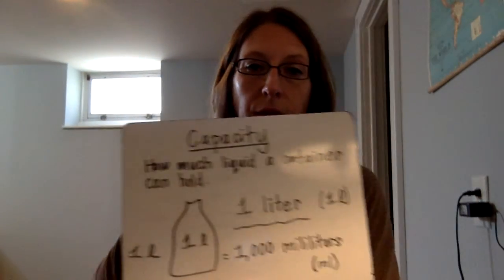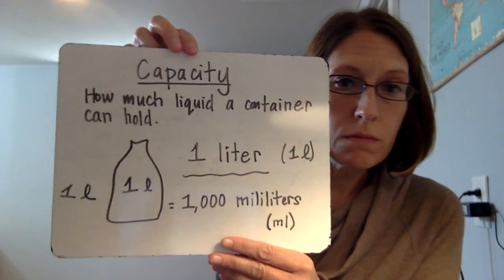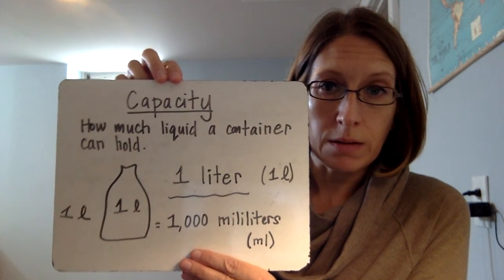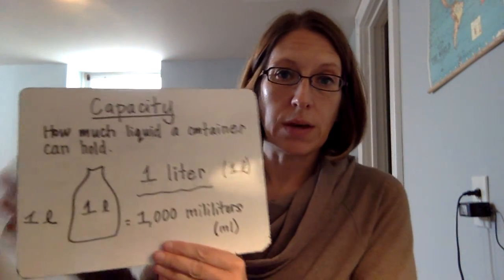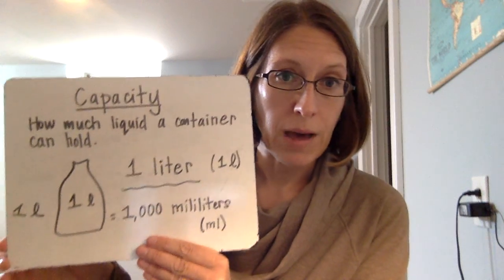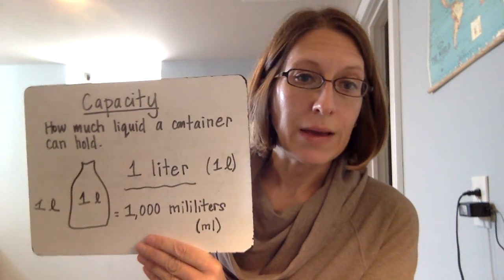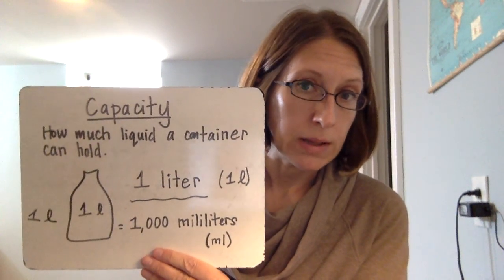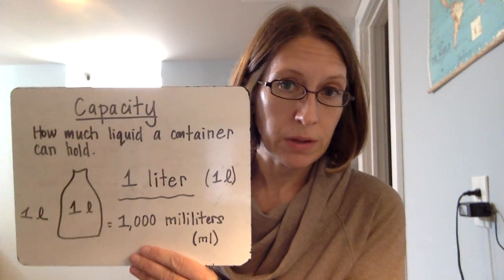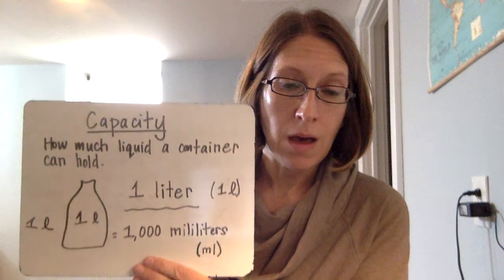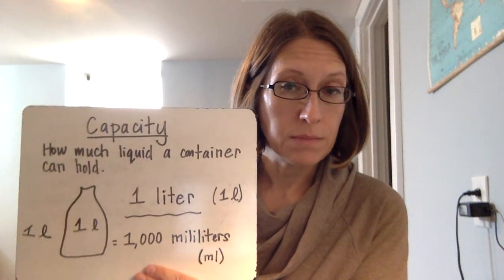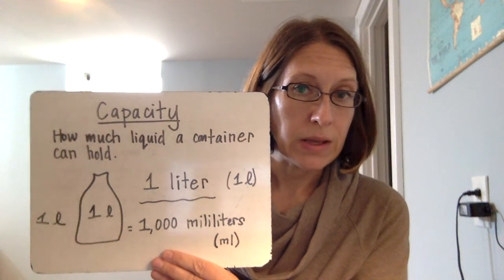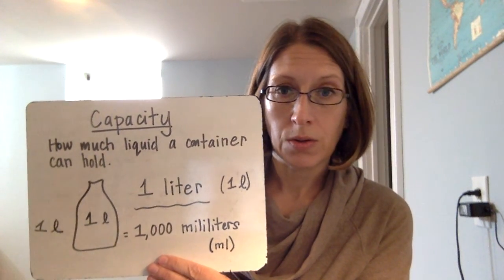I wanted to mention that there are 1,000 milliliters in a liter, because as I was looking at some of the containers around my house, I noticed a lot of them said ml, and that means milliliters. Similar to how we have 1,000 grams in a kilogram, we have 1,000 milliliters in a liter.